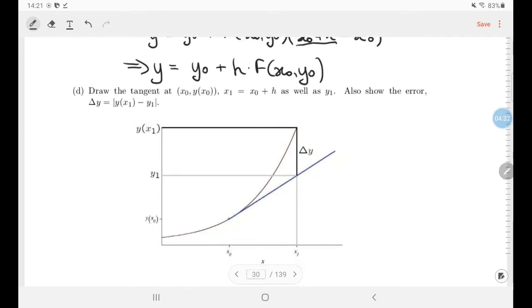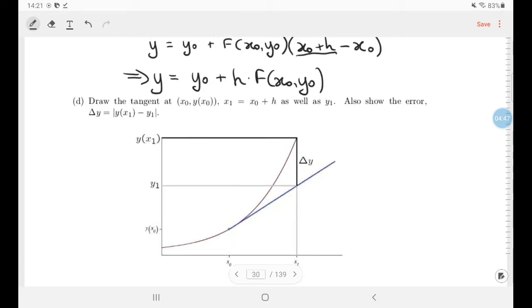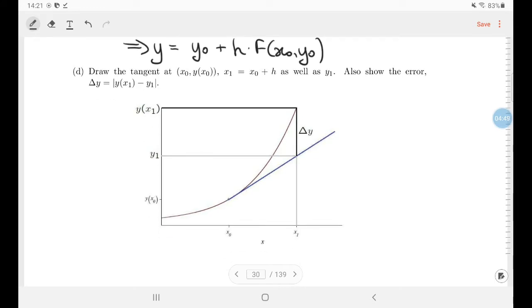Okay. Next question, draw the tangent at this point. That's done in the picture in blue here. x1, this is here, as well as y1, this is here. Also show the error, so actually it's all done here. So you need to understand that, okay, let's annotate this thing.